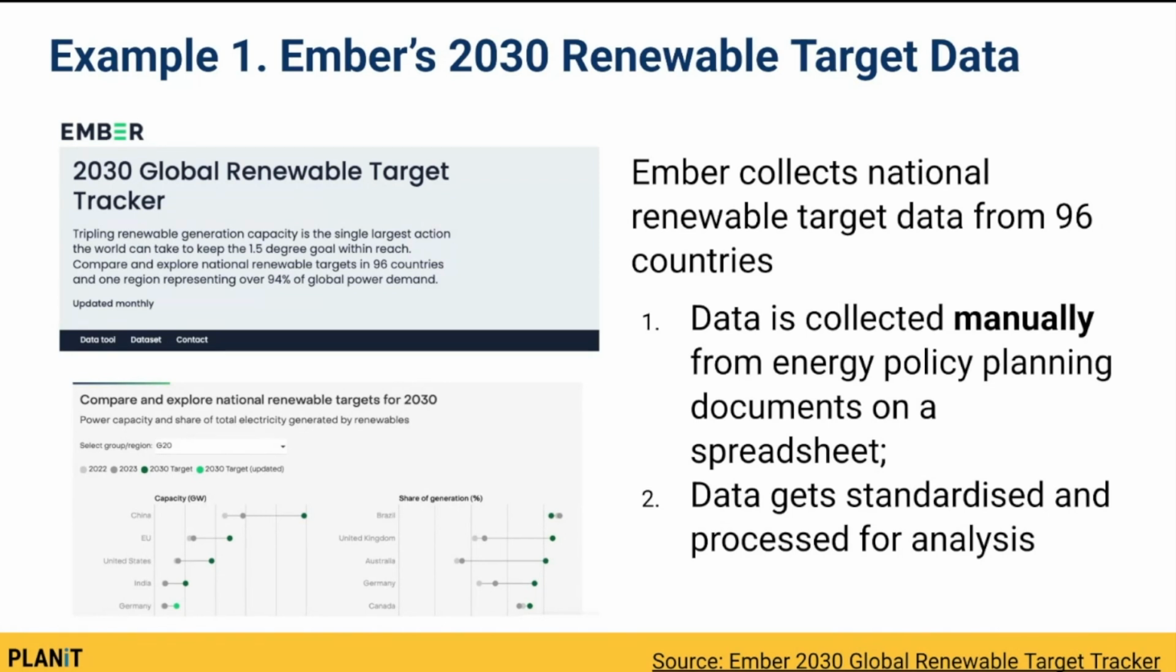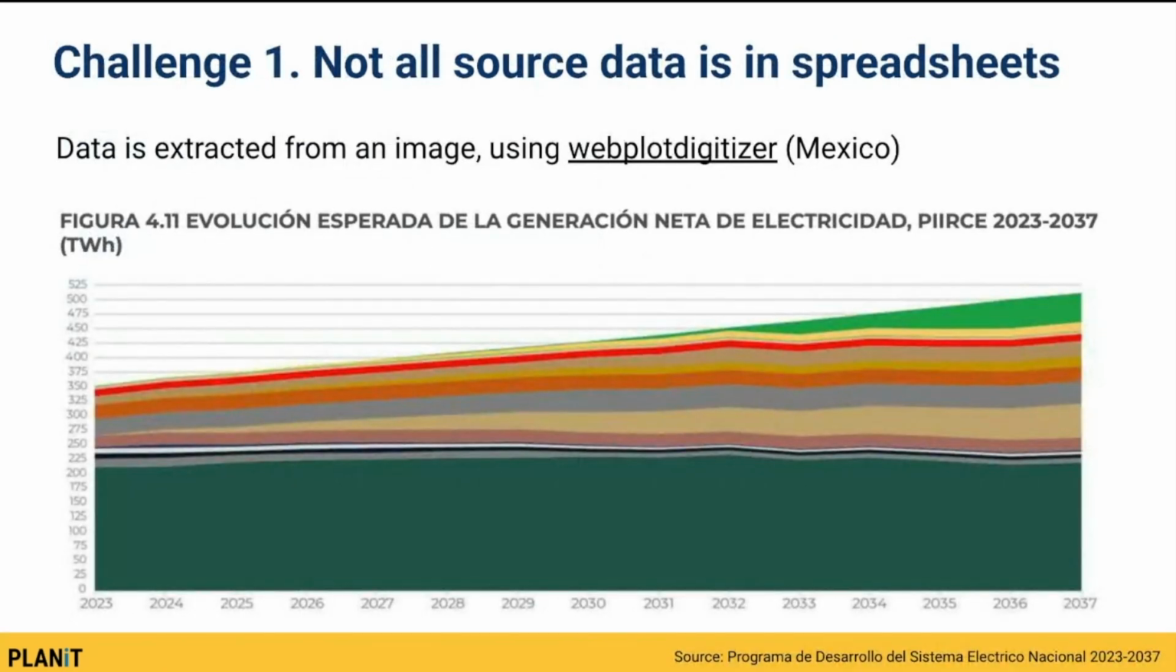At Ember, we maintain a database of 2030 renewable targets in gigawatts. And to collect data for this, we went through 96 countries' energy policy planning documents manually, one by one, and recorded them literally on a spreadsheet. And this shows sometimes the data you're looking for isn't provided in a spreadsheet.